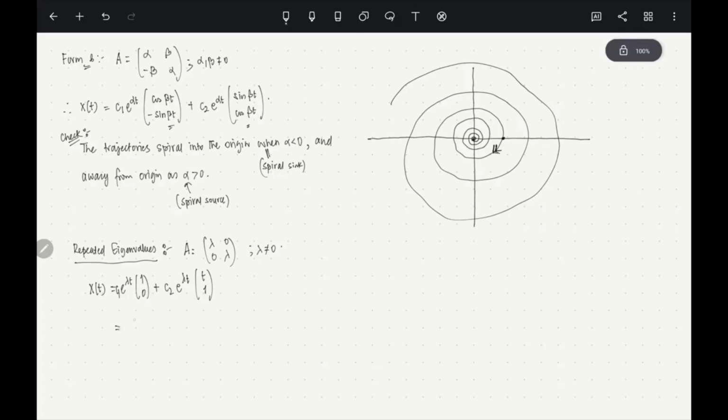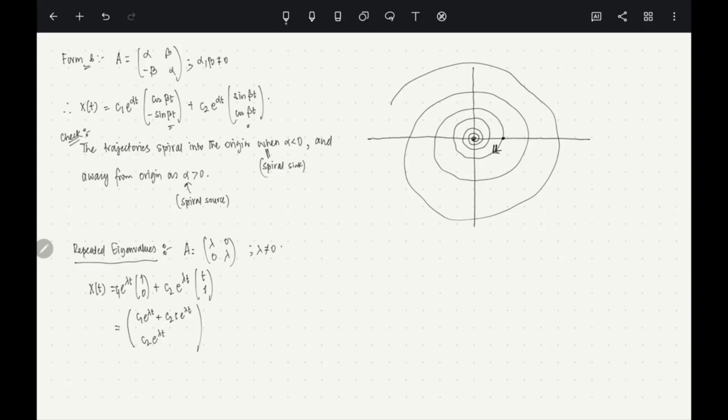Again, if you do not remember, please go through it again. Very, very important that you know how these things work out. Plus c2 times t e power lambda t. So if you write it down, it looks like this, and then it is c2 times e power lambda t. Okay, this is the thing.